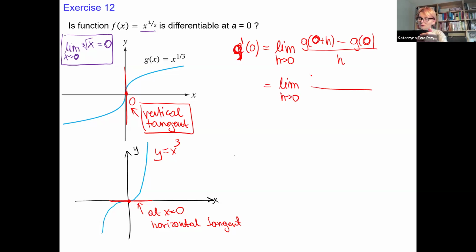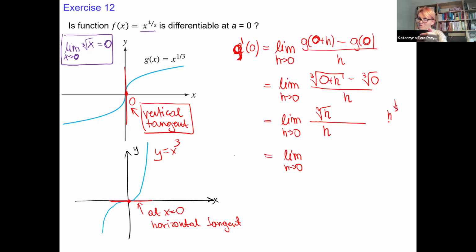The function is cube root of x, and we will substitute the input, cube root of 0. And what do we have? We just have cube root of h, that's 0, over h. Nice, because we may rewrite this as h to the power of 1/3 over h to the power of 1. What can we do with the exponents when we divide the same base? We may subtract, yes, it will be 1/3 minus 1.